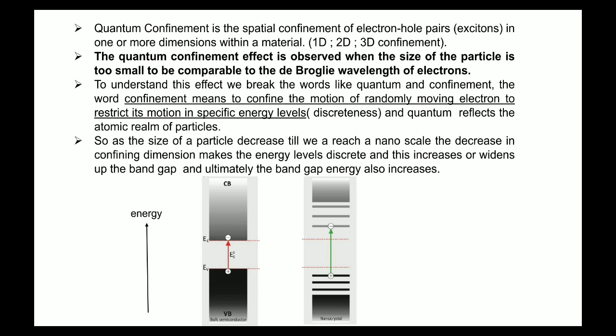To understand this effect, we break the words into quantum and confinement. The word confinement means to confine the motion of a randomly moving electron, to restrict its motion to specific energy levels. That is discreteness.